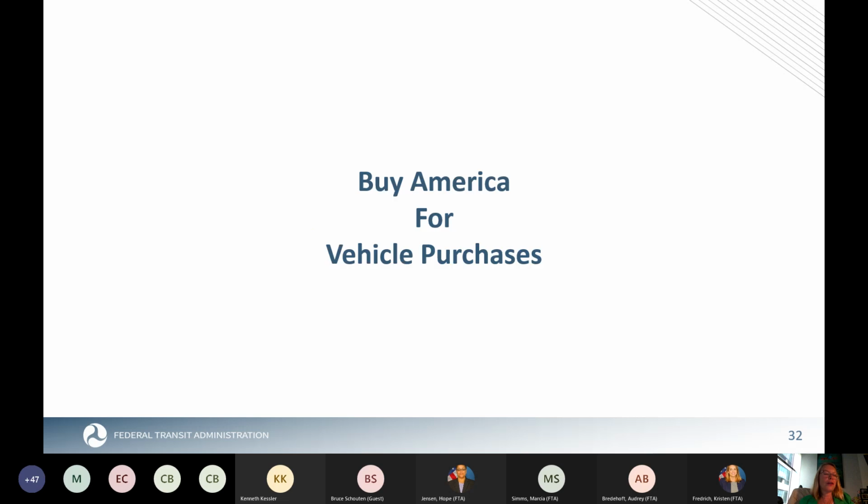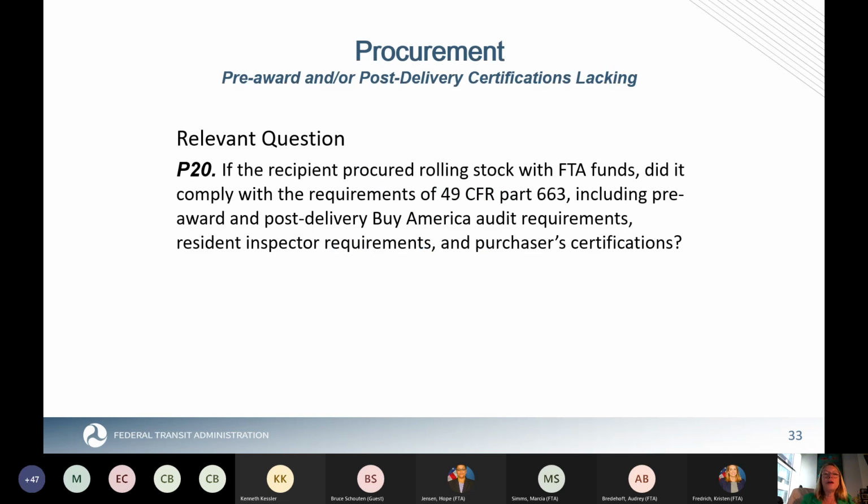All right, so we're going to go to the next area, which is Buy America for vehicle procurements. The relevant question here is P20. If you're purchasing rolling stock with FTA funds, did you comply with the requirements of 49 CFR 663, including pre-award and post-delivery Buy America audit requirements, inspection requirements, and purchasers certification requirements?